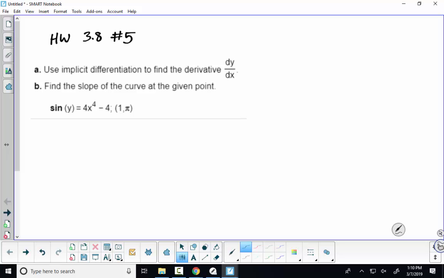So use implicit differentiation to find the derivative. I know it's in two parts, but this first part entails that we solve for y prime, and then find the slope of the curve at the given point, (1, pi). So we're going to take the derivative with respect to x of both sides of our equation. Hopefully the right side's straightforward. We've got 16x cubed.